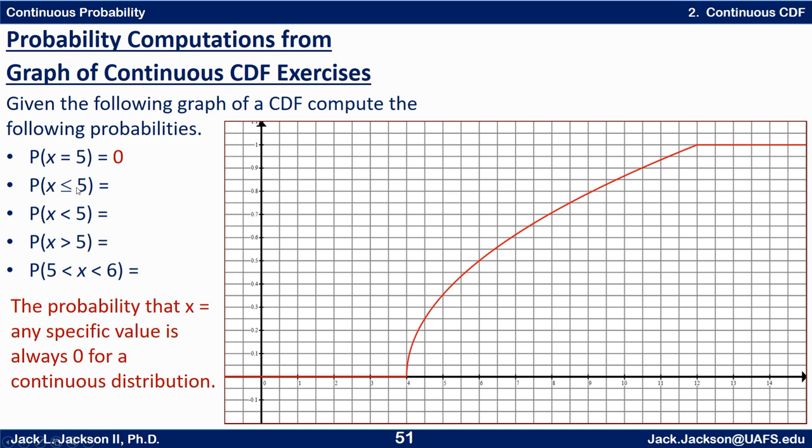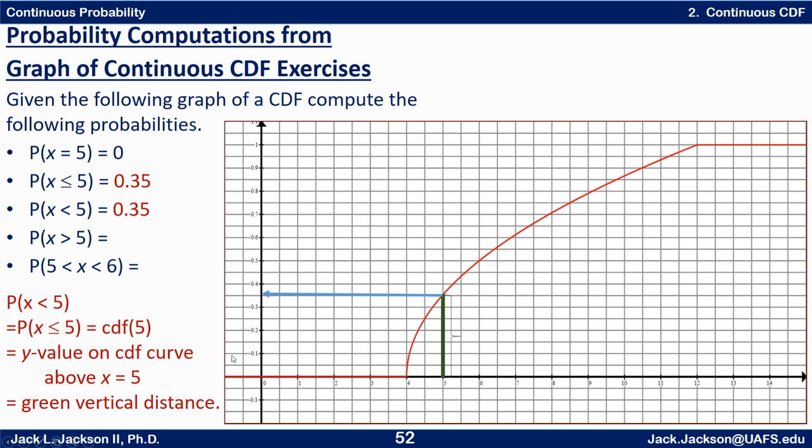So now see if you can figure out the probability that x is less than or equal to 5 and the probability that x is less than 5. See if you can do those two next. Press pause now. Now hopefully you worked those out and we were able to come up with this solution.